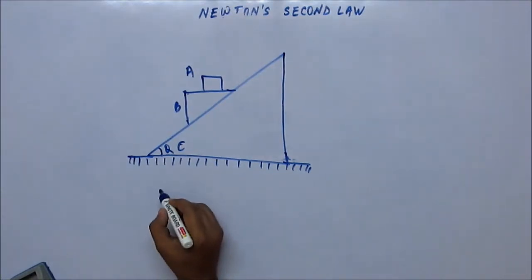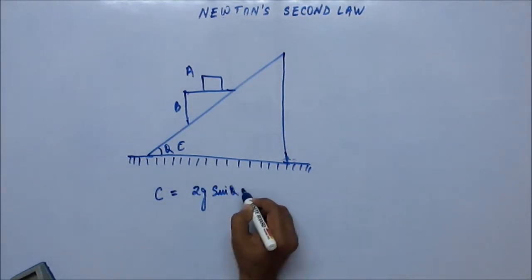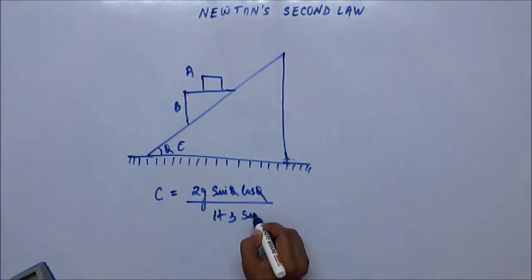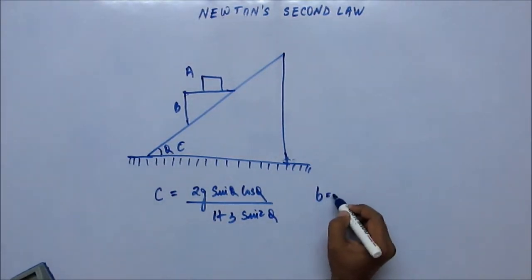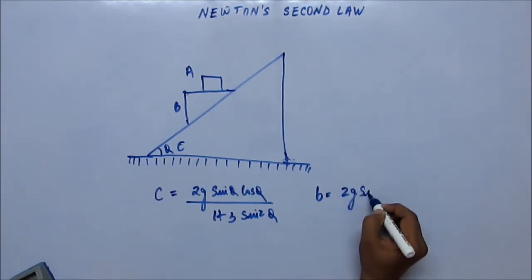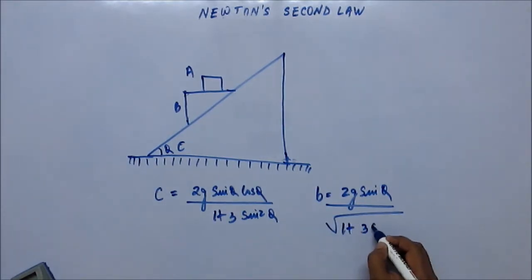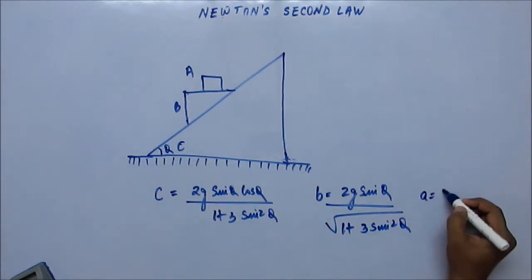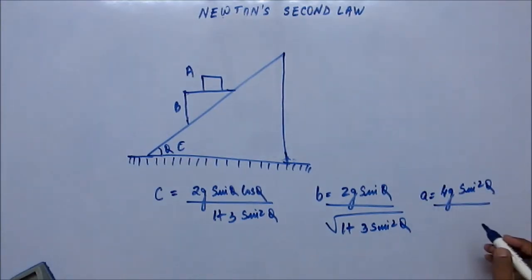Okay, I'll give you the answer first. The acceleration of C will be 2 g sine theta cos theta upon 1 plus 3 sine square theta. The acceleration of block B would be 2g sine theta upon root over 1 plus 3 sine square theta. And the acceleration of block A would be 4g sine square theta upon 1 plus 3 sine square theta.